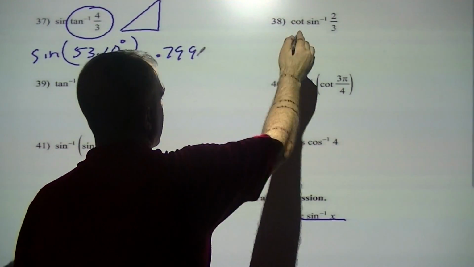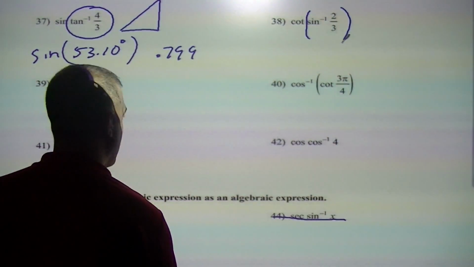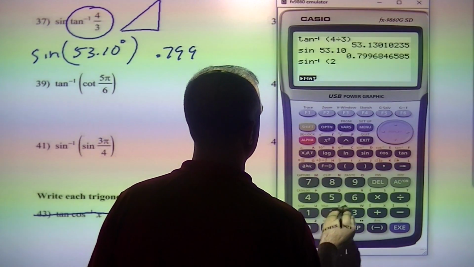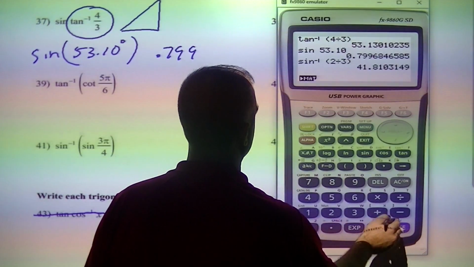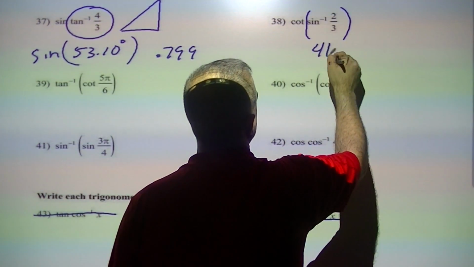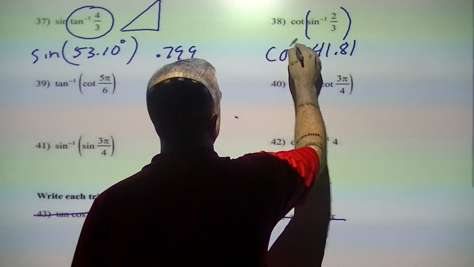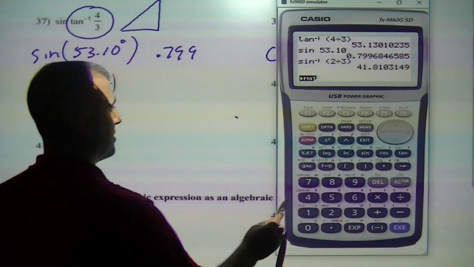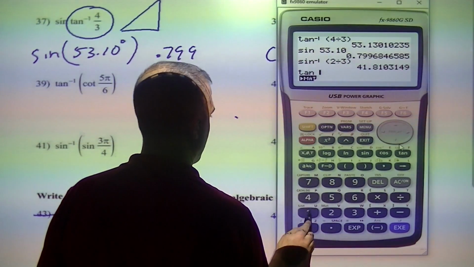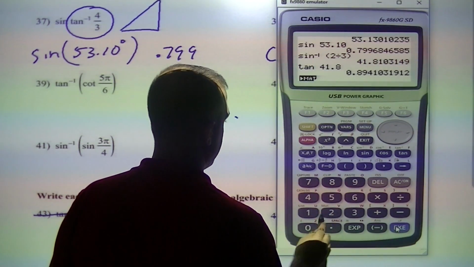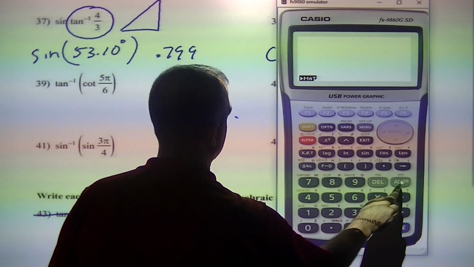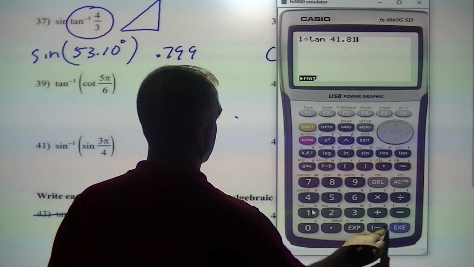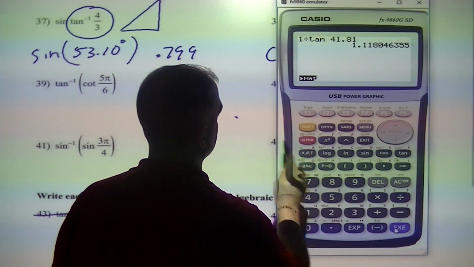All right, the same thing here. I would want to do inverse sine first. So inverse sine of 2/3. That's 41.81. And then I would do the cotangent of that. So what I would want to figure out is what's the tangent of 41.81, and then do 1 divided by that. So actually I would want to do 1 divided by the tangent of 41.81. So that's 1.11.